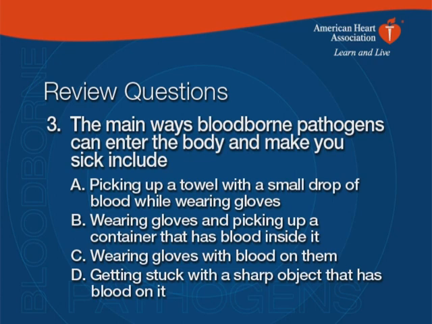Picking up a towel with a small drop of blood while wearing gloves. B. Wearing gloves and picking up a container that has blood inside it. C. Wearing gloves with blood on them. Or D. Getting stuck with a sharp object that has blood on it. The correct answer is D. This is one of the main ways bloodborne pathogens enter the body.